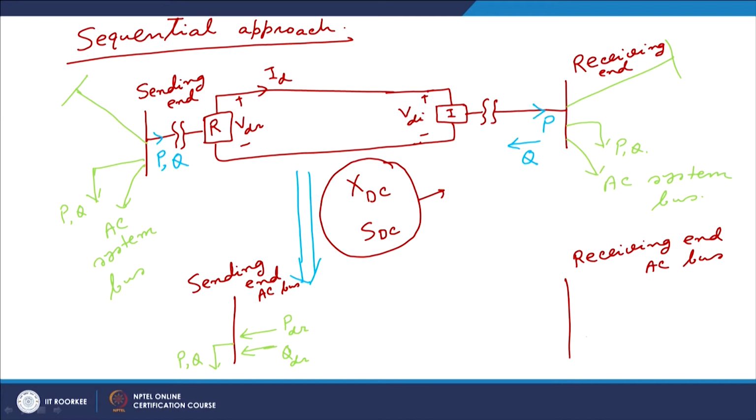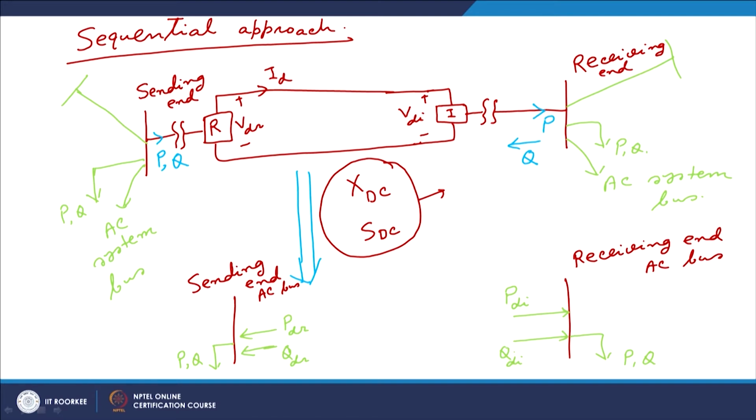Similarly, at the receiving end bus, it also has its own AC loads P and Q, and we represent the effect of this inverter on this AC bus as some equivalent injected real power and equivalent injected reactive power. For example, here, because P and Q are coming in this direction, PDR would be equal to minus P and QDR would be equal to minus Q. In this case, PDI would be equal to P and QDI would be equal to minus QI.